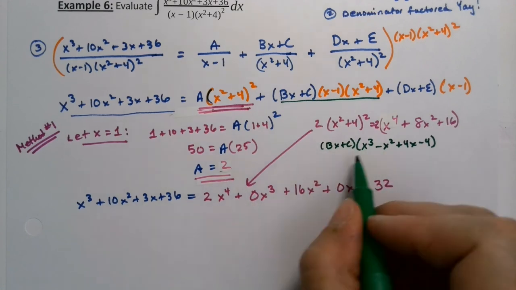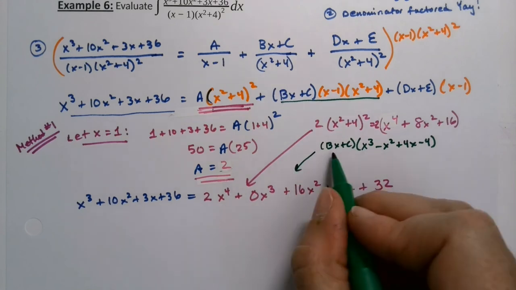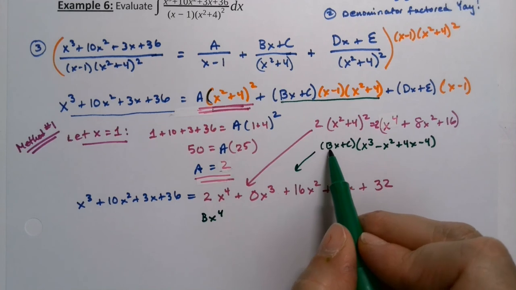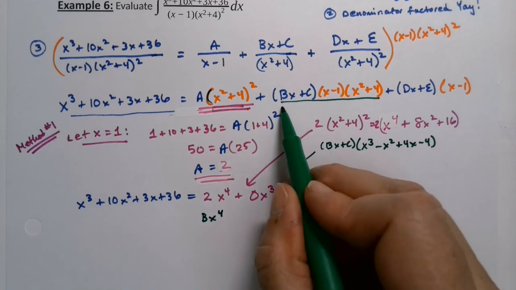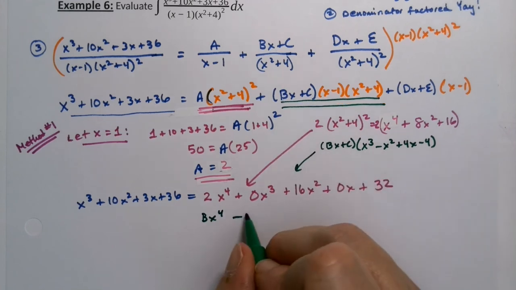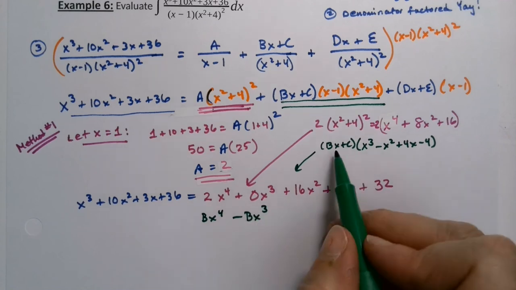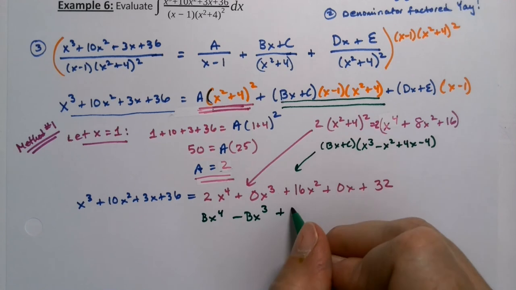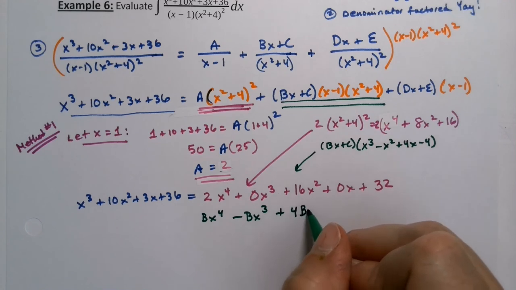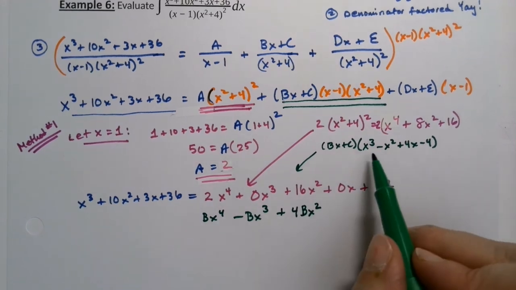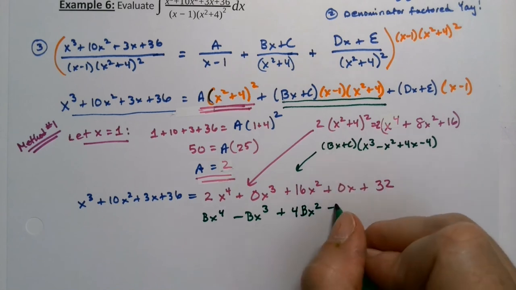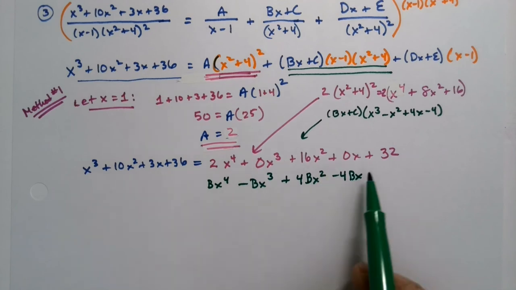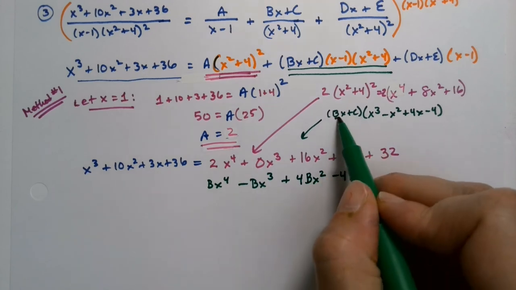I'm going to write it out down here. So bx times x cubed is bx to the 4th. Bx times x squared would be minus bx cubed. Bx times 4x is plus 4bx squared. Bx times negative 4 is negative 4bx. See why I put the placeholders in now? It's so I can line everything up. So that's the b multiplied by everything.